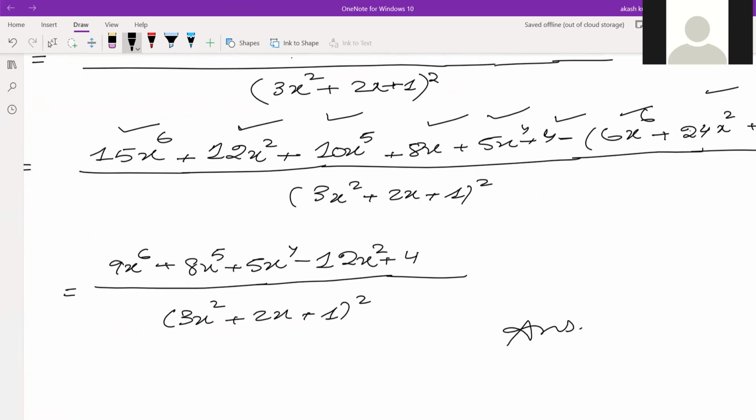Yeah. Okay, this is the final answer, right? Yes, this is the final. So further we can't simplify it. Even if we find the square and simplify it, we can't simplify further, so there's no use in doing it. So this is the answer.